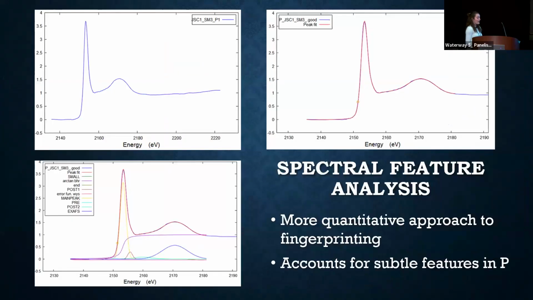After such a collection of data, the analysis that we'll be using is the spectral feature analysis. This analysis is fitting a series of Gaussian peaks and Lorentzian functions underneath our XANES species. This is a more adequate approach to fingerprinting and does not overfit, and it accounts for all these subtle features in phosphorus that linear combination fitting usually misses.